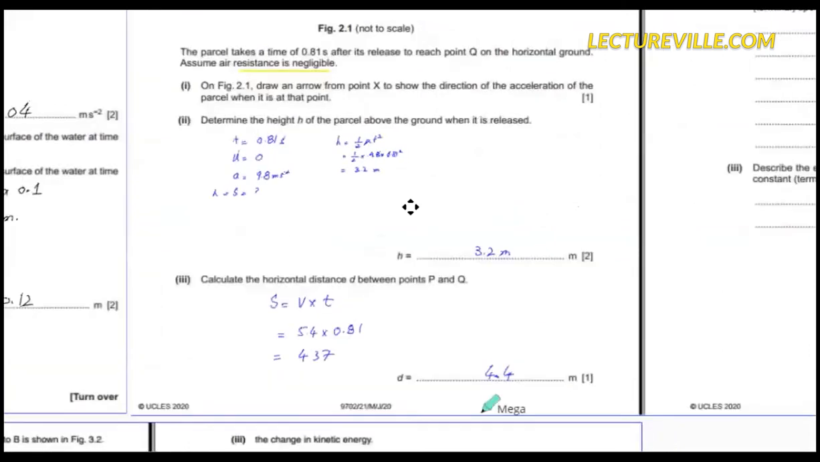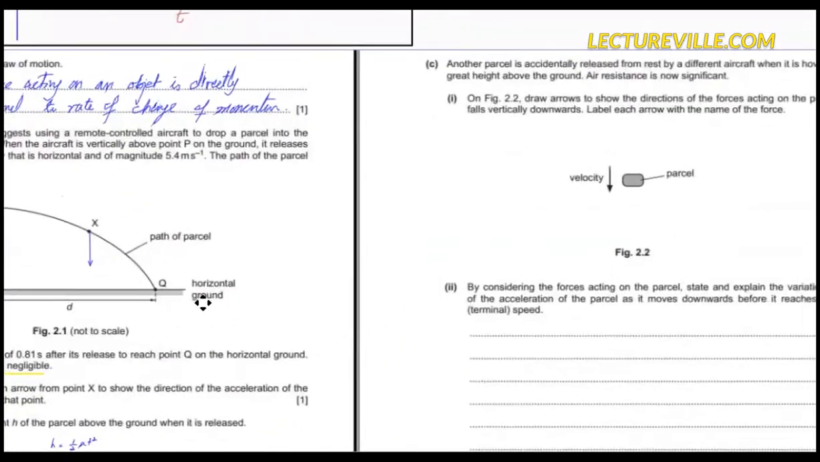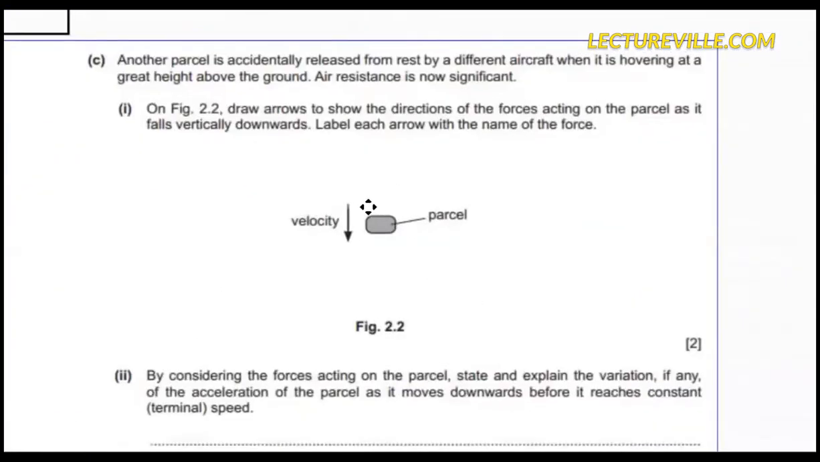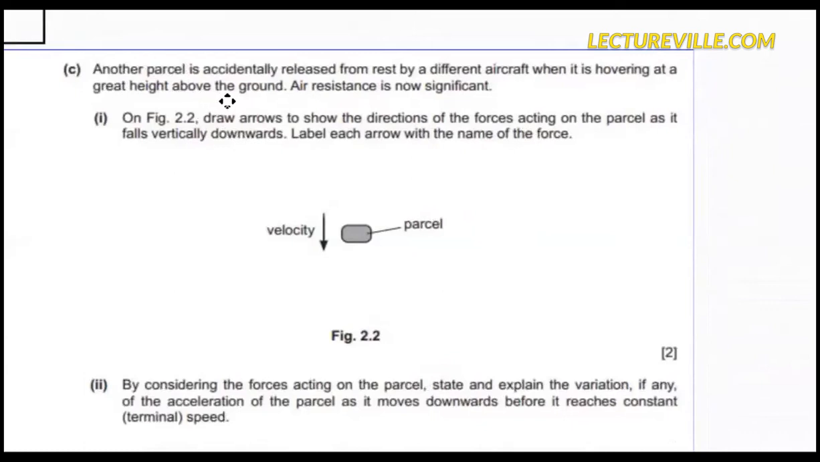So this is how we solve this one. Now, another parcel is accidentally released from rest by a different aircraft when it is hovering at a great height above the ground. Air resistance is now significant. So we cannot now ignore air resistance. Okay? So air resistance is not negligible.